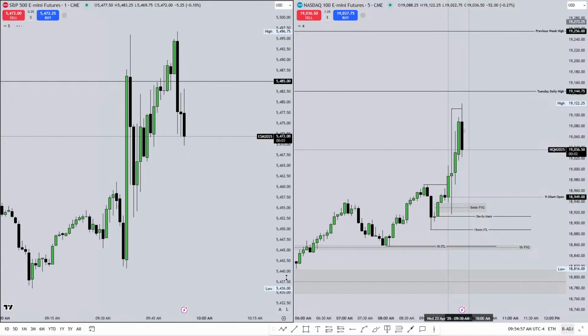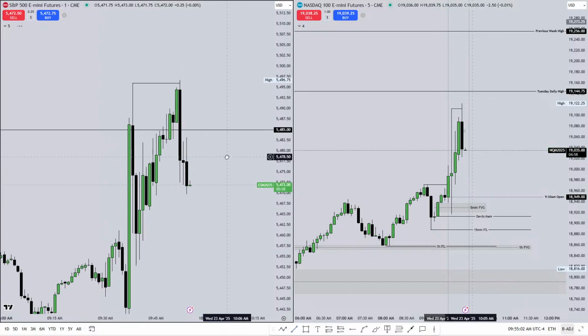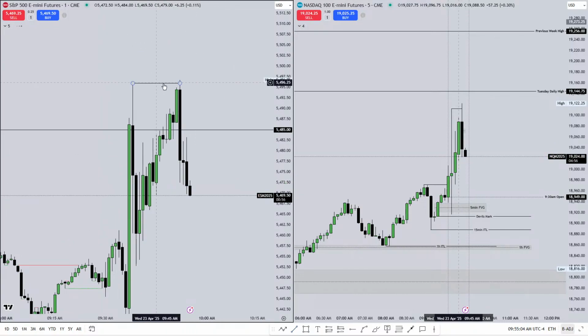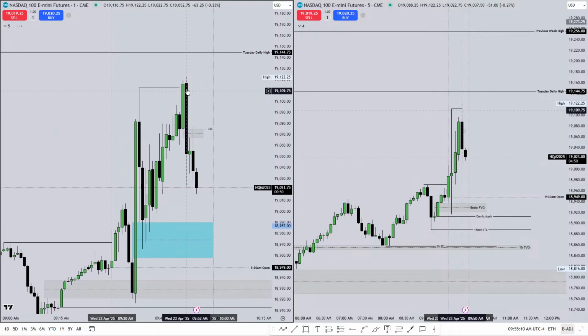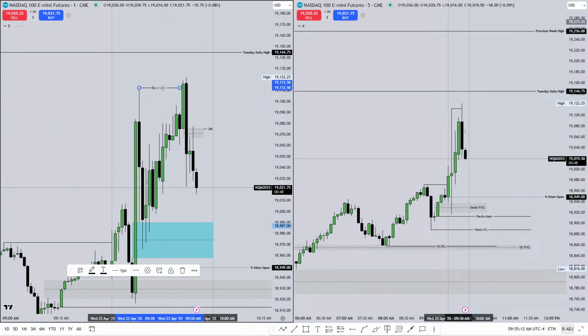So there's body SMT here. Body SMT is when one index closes above with the bodies, and the other one just uses the wicks. So see right here on ES, we just wicked above that, and on NQ, we closed above that, so that's body SMT. Now this is looking good for shorts.